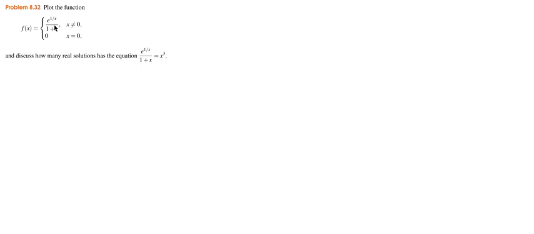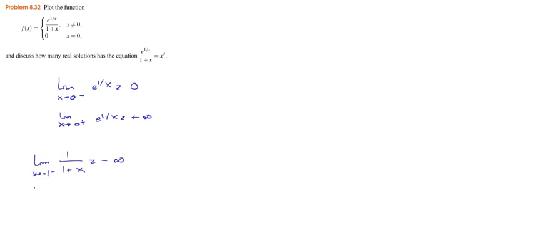We know that e to the 1 over x has a discontinuity at 0, right? When x goes to 0 from the left, this is 0, and the limit when x goes to 0 on the right of this function is going to be plus infinity. And for 1 plus x, the limit when x goes to minus 1 on the left is going to be minus infinity, and the limit when x goes to minus 1 on the right is going to be plus infinity, right?